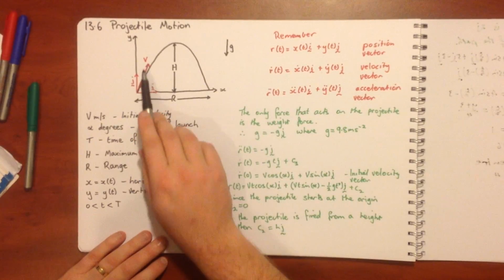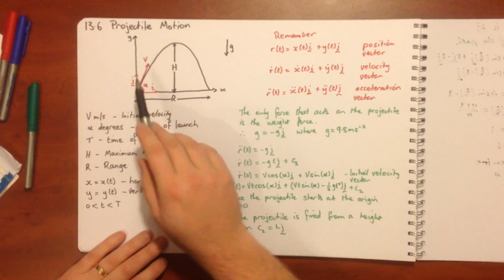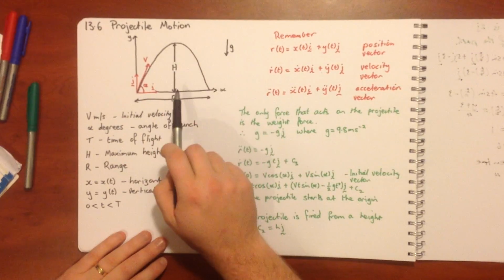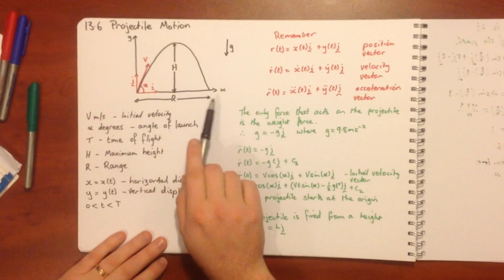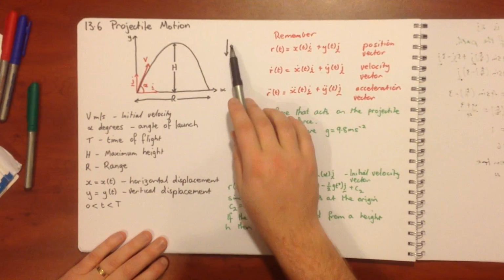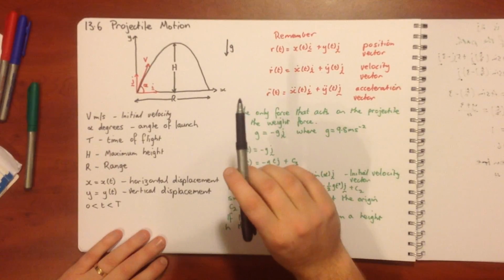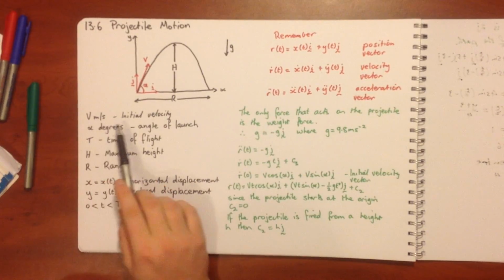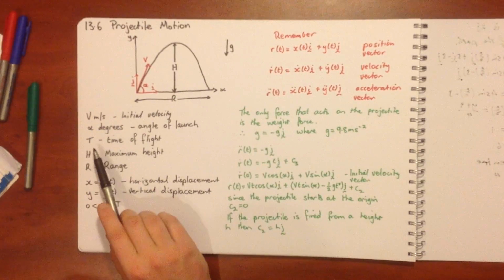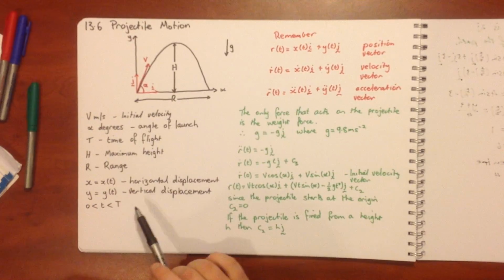Our vector has initial velocity v, acting at an angle theta to the horizontal. We get a maximum height, which is capital H. We have a range, which is capital R. And we know that we have acceleration due to gravity g acting down all the time. So our v meters per second is our initial velocity, our alpha degrees is our angle of launch, and capital T is our time of flight.